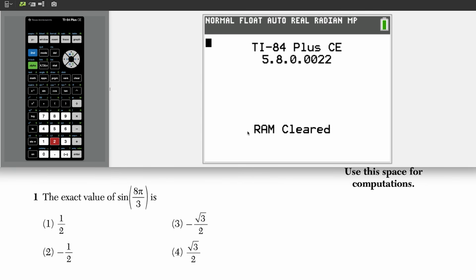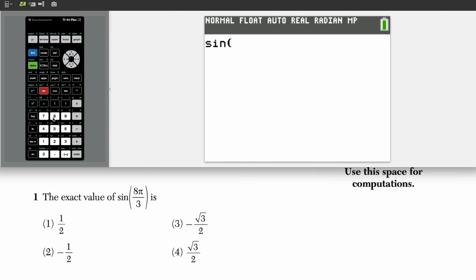For this one, we could just type it right into the calculator. If the calculator has been reset, the default is radian mode, and we have an angle on the inside in radians. So I'm going to press sine of 8 pi over 3, and I'll press alpha y equals enter to pull up a blank fraction. And we have 8 pi over 3. So we just type this in like this.